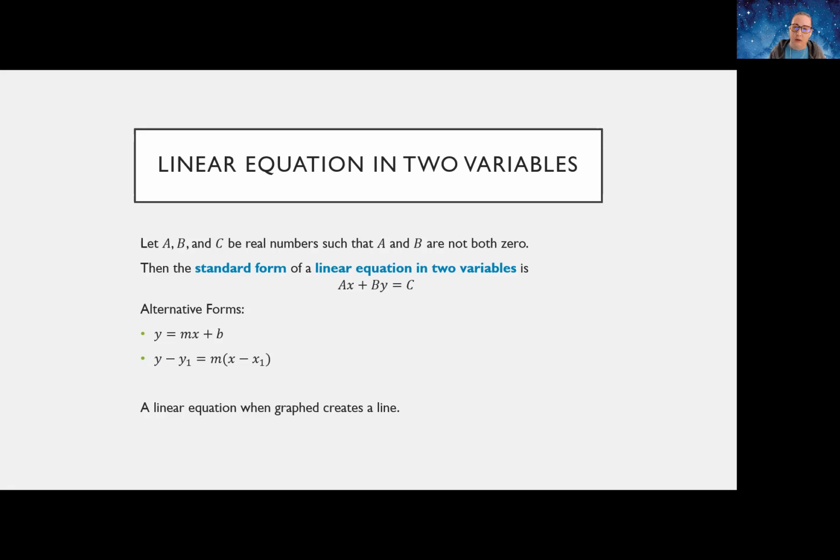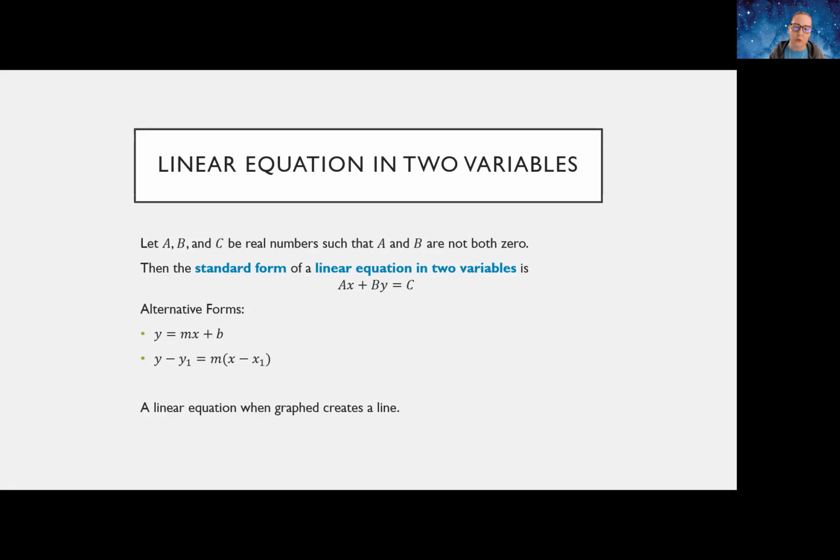A and B can't both be zero, because then you have zero equals a number, which doesn't mean anything. When you've got your x and y on the same side, that's called standard form. Generally we're plugging numbers into x and solving for y, but when they're on the same side, you can plug numbers into either one.